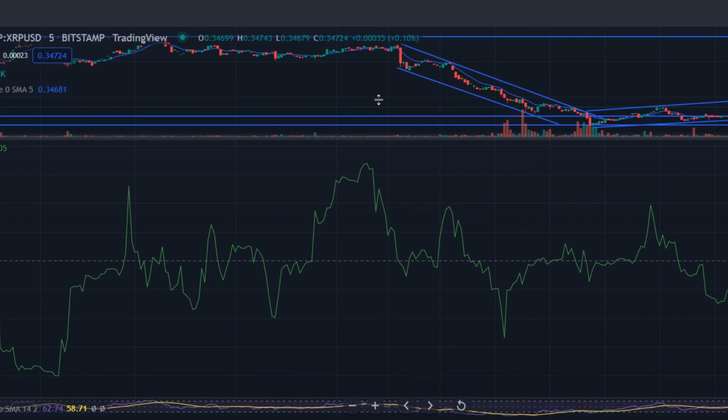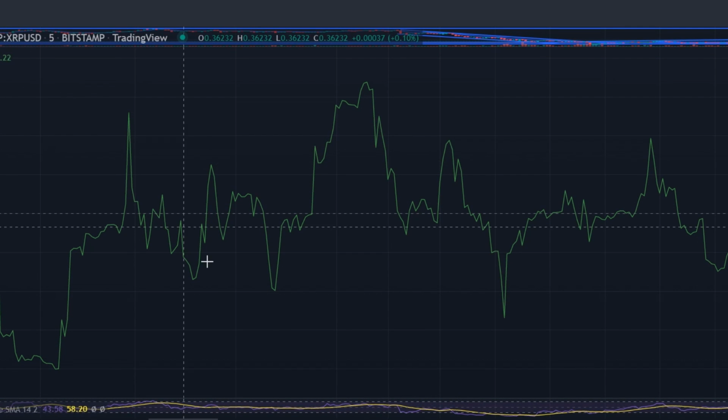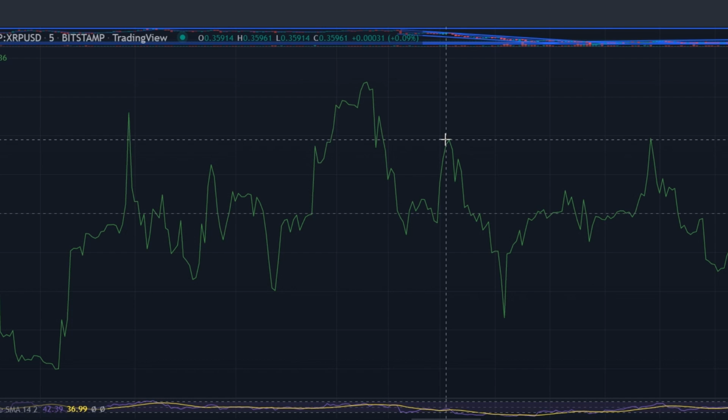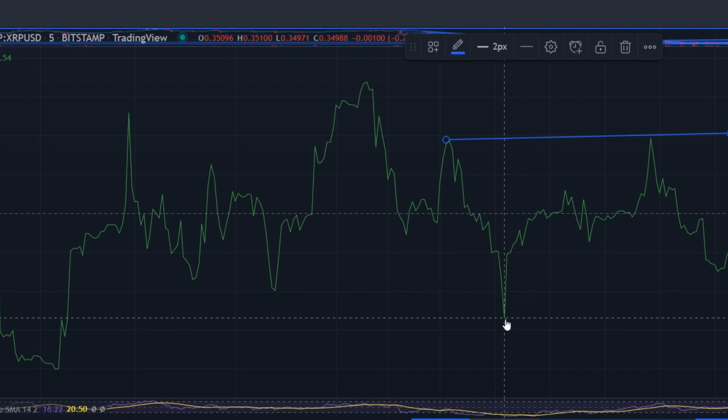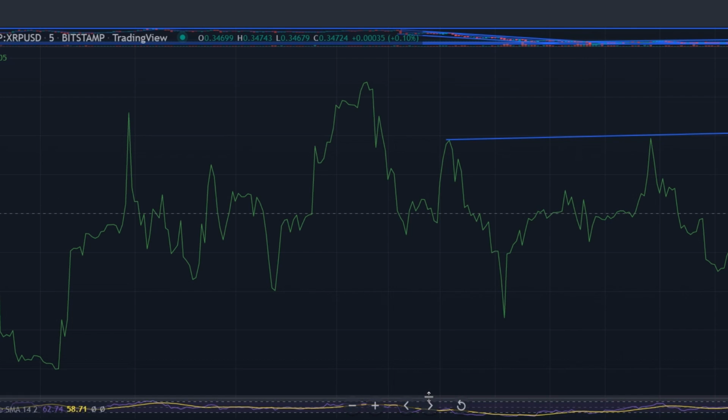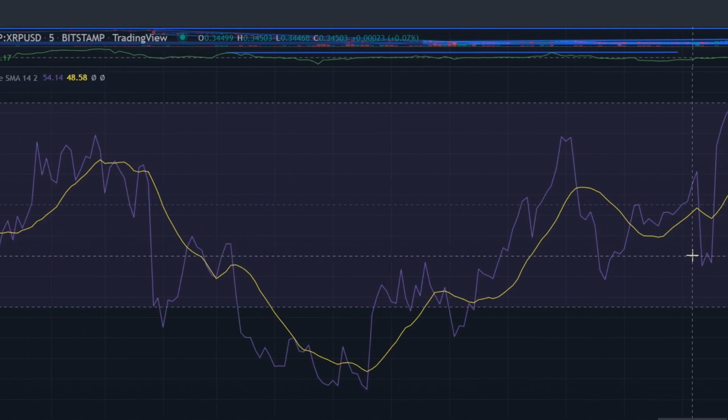The $0.35-$0.36 range will be important to protect the bulls over the next day or two. The formation of a lower low below this area will signal bearish strength. Momentum indicators were inconclusive on the lower timeframes. Bitcoin could also strongly influence the direction of XRP in the near future.